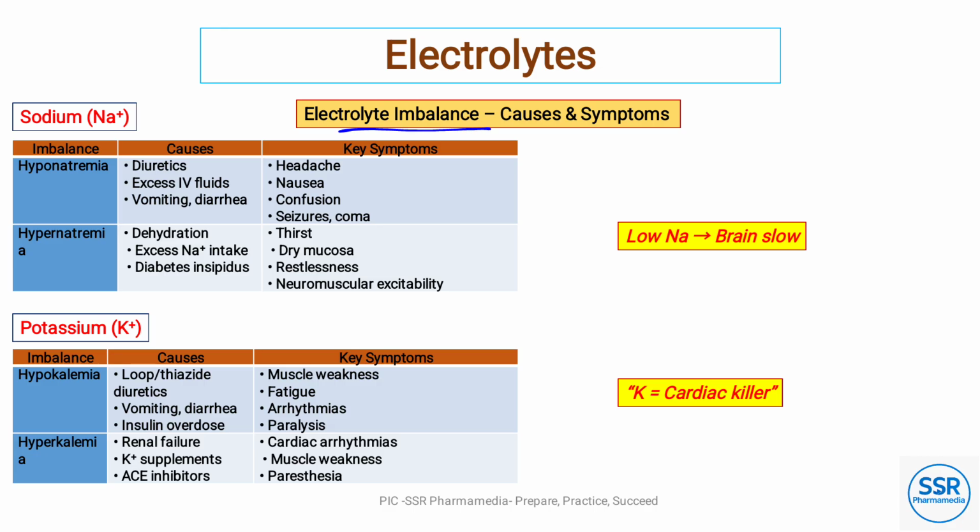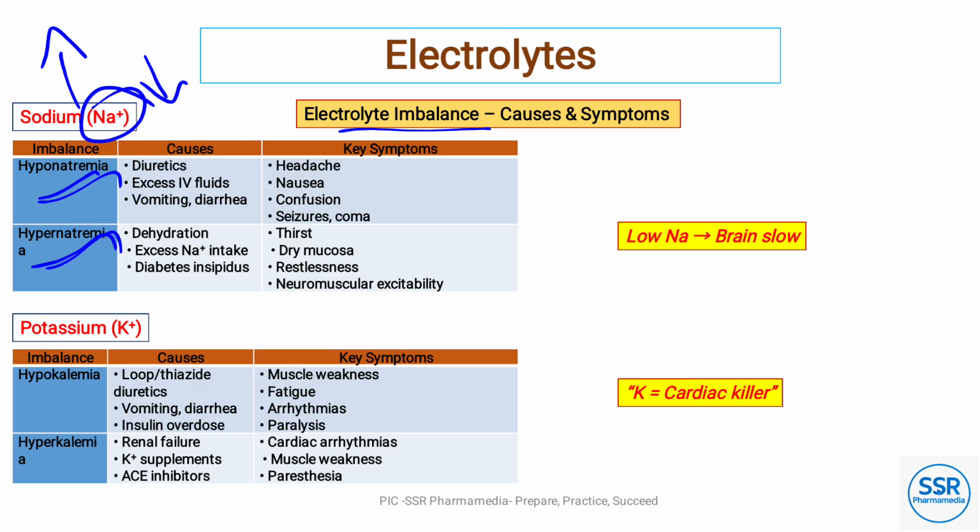So next we'll see electrolyte imbalance, its causes and symptoms. When electrolyte imbalances take place in our body, what problems do we get? The diseases are hyponatremia and hypernatremia. When sodium level is decreased, it is hyponatremia. When sodium level is increased, it's called hypernatremia. Sodium means natremia.